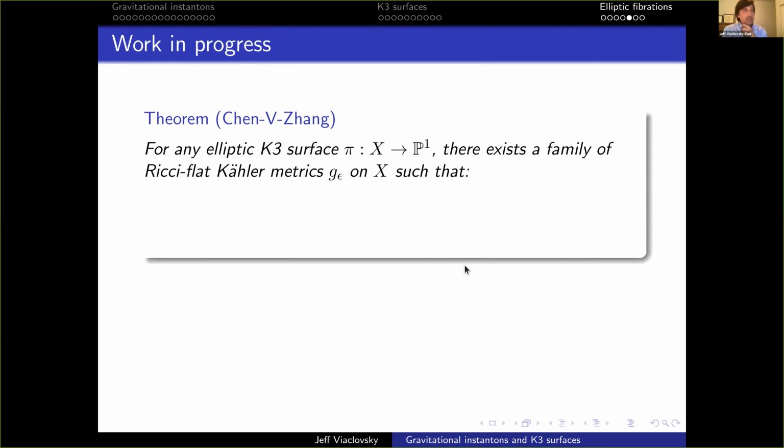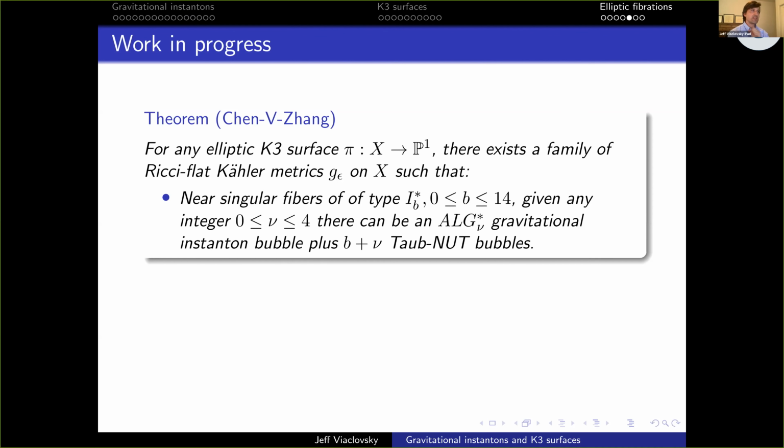Okay, let me do this really quick. For any elliptic K3 surface, this is some recent work in progress. We have a different construction near the singular fibers of type I nu star, or IB star. For an elliptic K3, you can have at most an I14 star fiber. Given any integer nu between 0 and 4, we can construct a sequence which has ALG star gravitational instanton bubbles plus B plus nu Taub-NUT bubbles.